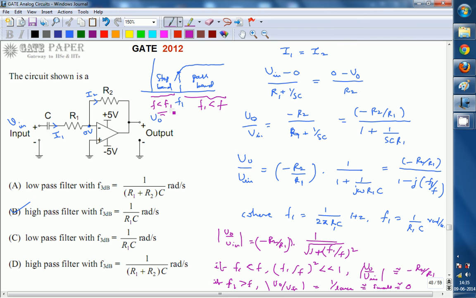So the right answer for this question is a high pass filter with 3 dB cutoff frequency as 1 by R1 times C radians per second. If it is in hertz, it is 1 by 2 pi R1 into C hertz.